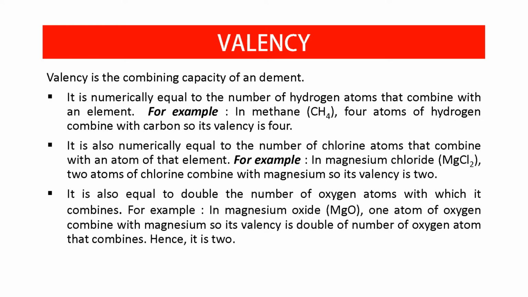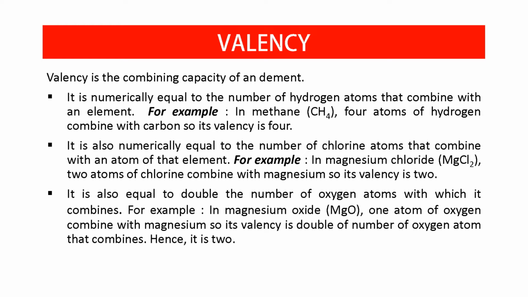And another definition is that valency is the number of electrons gained, lost or shared during a chemical reaction. Means for any element, the number of atoms which an element loses, gains or shares during a chemical reaction is called its valency. So there are certain examples by which you can understand valency.